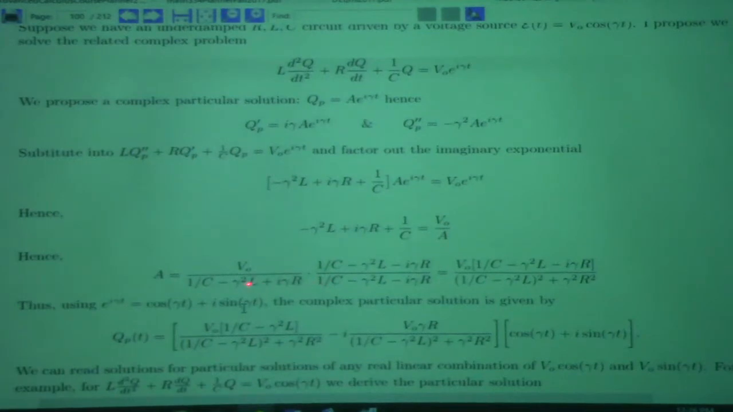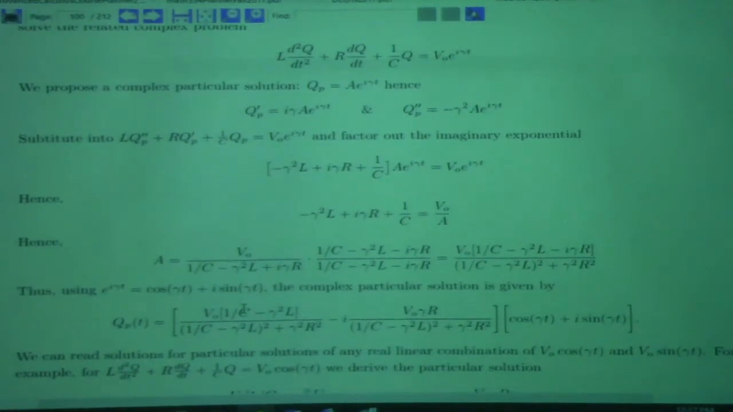If you don't care about the real and imaginary parts, it's even easier because you could just say, okay, well that's a. But, you know, I make it real. So this times cosine plus that times sine would be the real part of QP, which would be the solution which gave you back the cosine, because cosine is the real part of the forcing term.